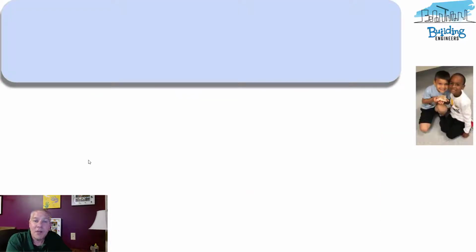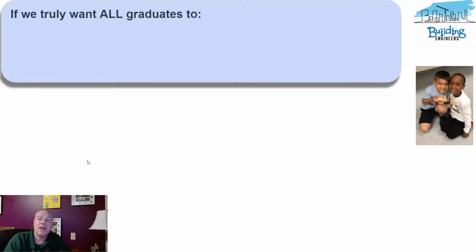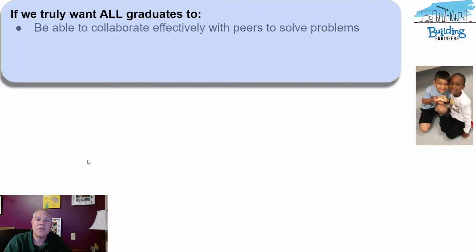So, why should we be doing the engineering design process? What have we seen as a result of this? One thing that we've talked about a lot over the years is having all graduates have certain skills whenever they leave us as a school system. We want them to be able to collaborate effectively with peers to solve problems. It's a major goal that employers want to see our graduates have. A major skill is to be able to collaborate effectively with their peers and solve problems with them.